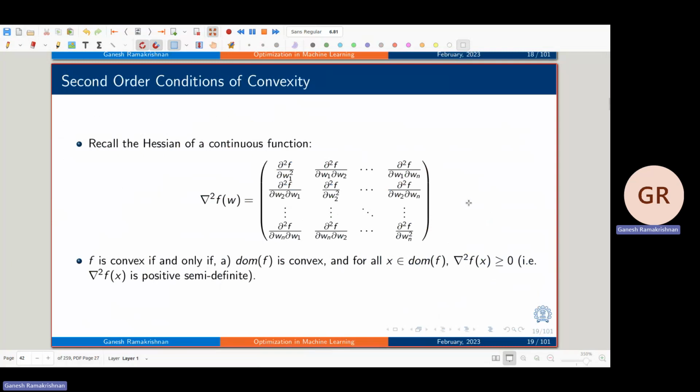Okay, so the second order condition. This is all about the first order condition. But what comes to your mind as well, if I have a supporting hyperplane, then another way of saying it is that the function is curved upwards. Right? That's a curvature, positive curvature.